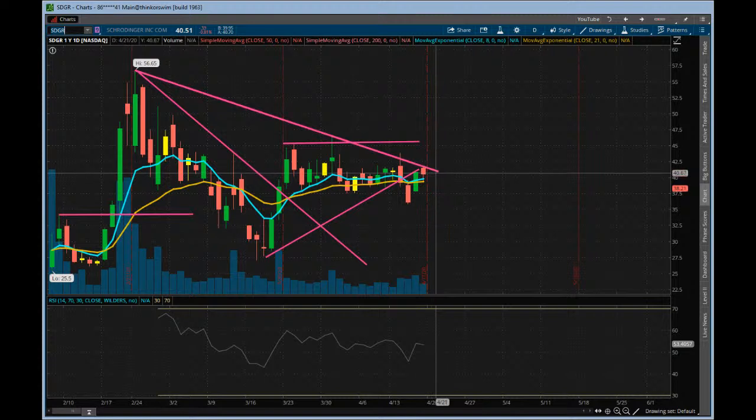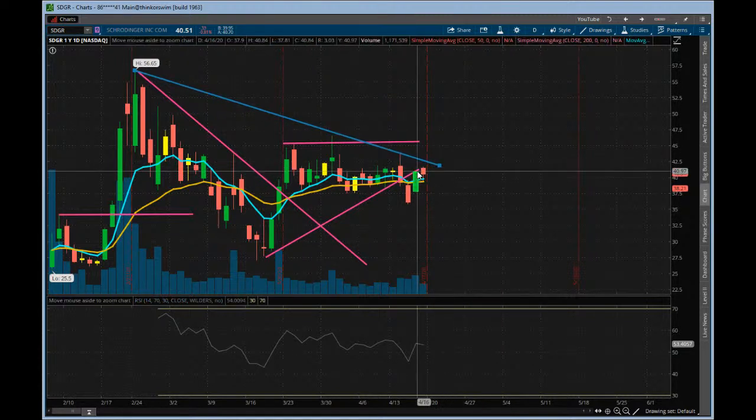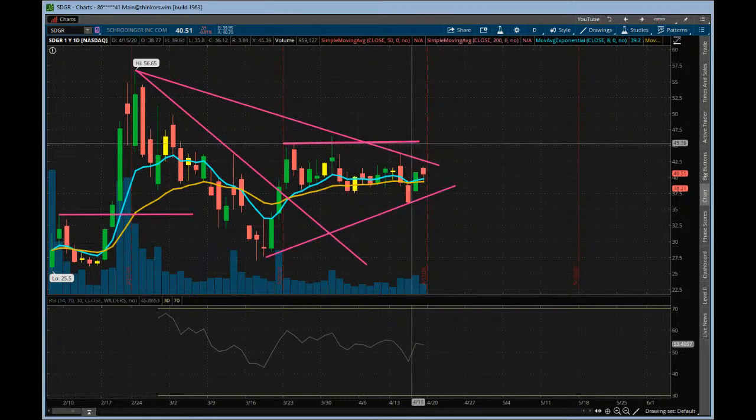This Schrodinger right here still triangulating a little bit more. So just keep an eye on this triangle right here, see if it breaks out one way or the other.